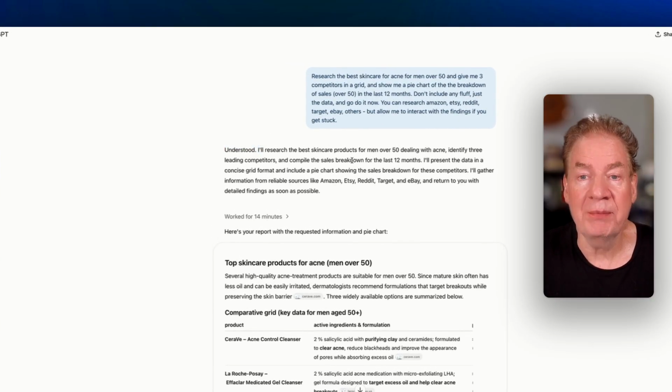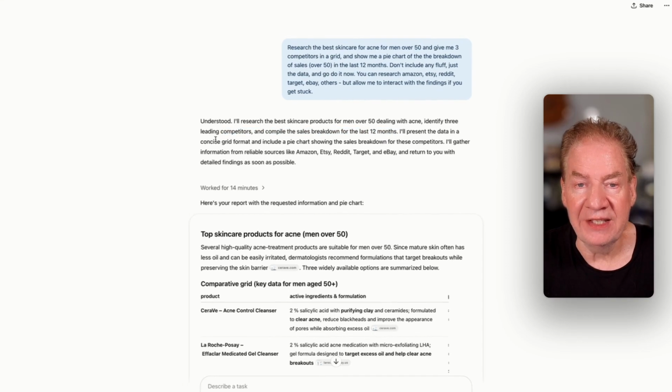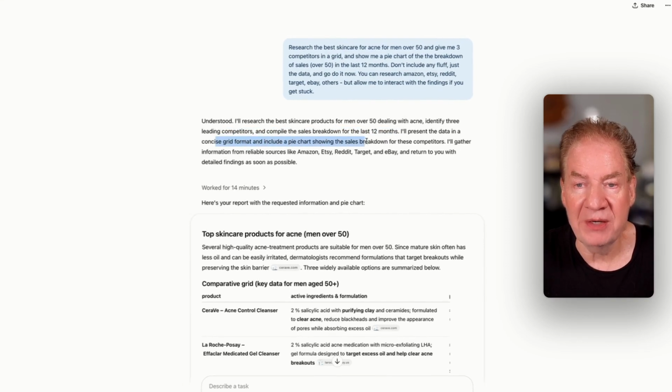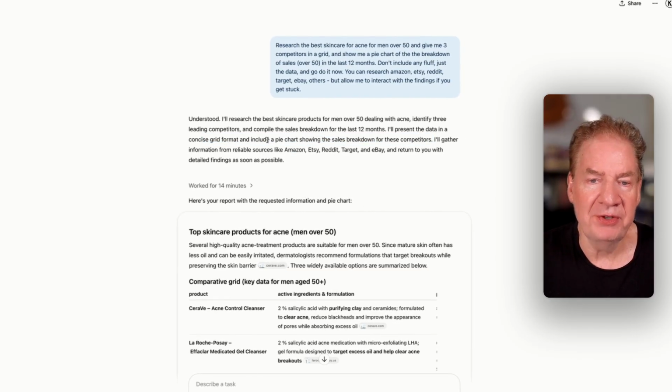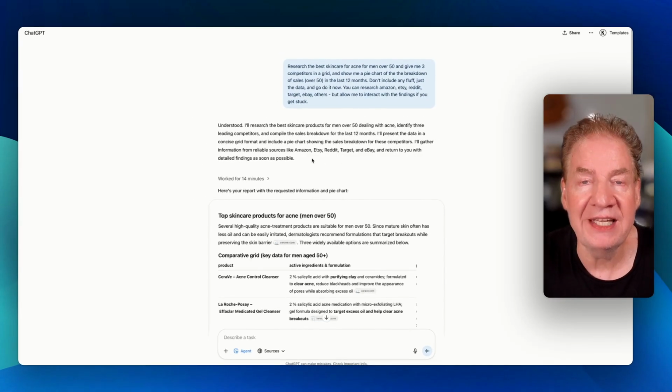I'll research the best skincare products for men over 50 dealing with acne, identify 3 leading competitors, compile the sales breakdown for the last 12 months. I'll present the data in a concise grid format, include a pie chart with sales breakdown for these competitors. I'll gather information from reliable sources like Amazon, Etsy, Reddit, Target, and eBay and return you with detailed findings as soon as possible.